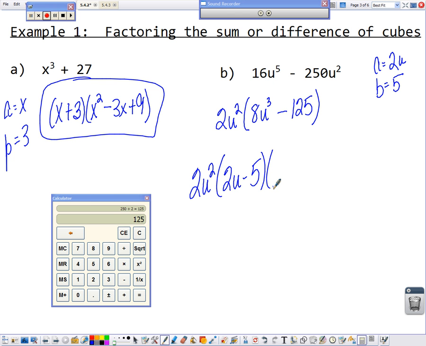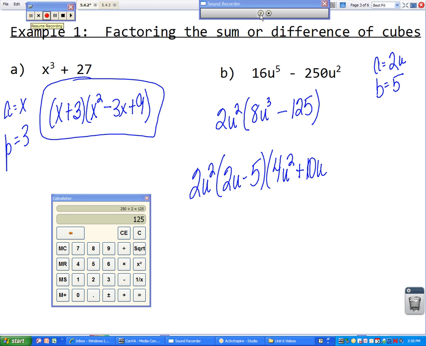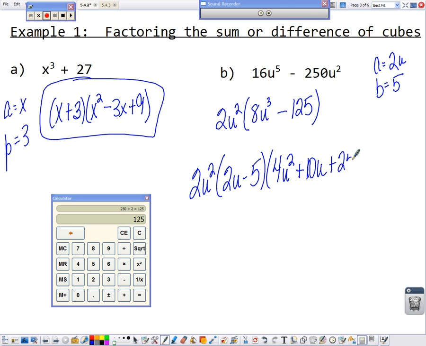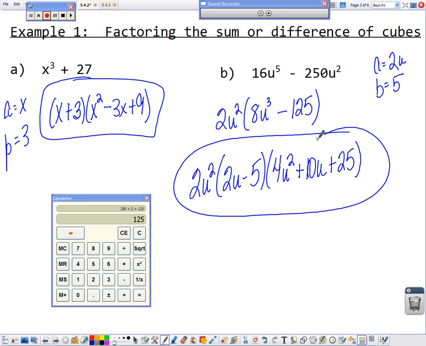And then parentheses, I square the first one. 2 times 2 is 4, u squared, change the sign so it's a plus. Multiply them together, 2 times 5 is 10u. Okay, so then just to get my last term, I'm going to do 5 times 5, which is 25. Okay, and there is my answer.